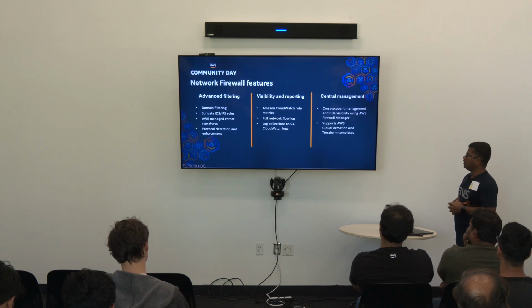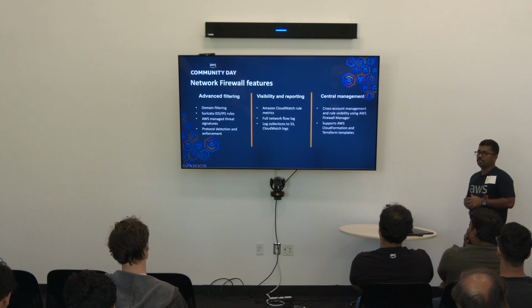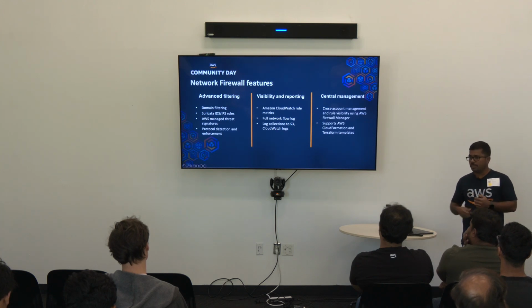So we will talk about the deployment models. We have three different models. We'll talk about that in the next slide. Also, by default, it supports AWS CloudFormation and Terraform, so you can deploy the entire network firewall through IaC, infrastructure as code.